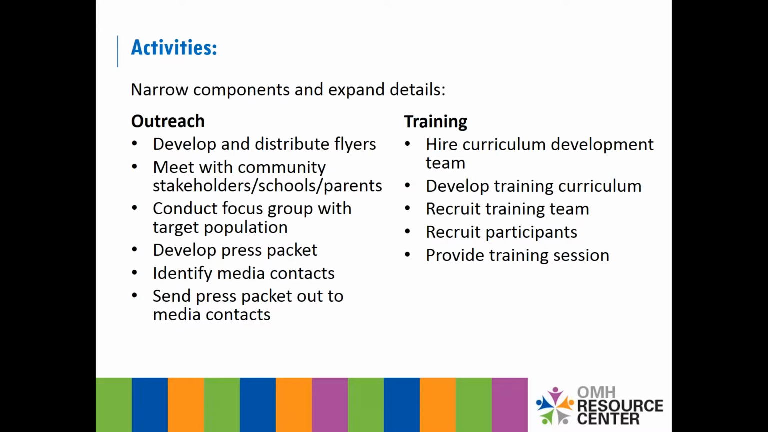For your activities, you want to really narrow the components as much as possible and expand the details for the reader so they'll be clear on what it is that you are trying to achieve. So for your outreach, you may want to develop and distribute flyers. This may be one of your short-term outcomes or short-term goals in the process. Meet with community stakeholders, schools, or parents. Perhaps you want to conduct a focus group with your target population, develop press packets, identify media contacts, send out press packets. Those are some outreach activities that are pretty specific, and once you define the time frame in which you'd like to do these, you then will determine if you want that to be a short-term outcome, an intermediate outcome, or a long-term outcome. And all of these are pretty much between short and intermediate for the outreach.